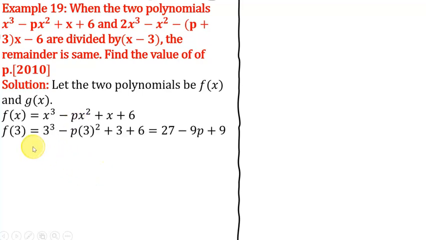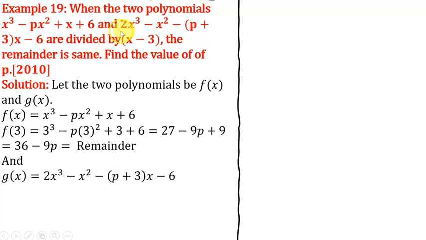Okay, f of 3. Because both polynomials are divided by x minus 3, that is 3 cube minus p into 3 square plus 3 plus 6. 3 cube is 27 minus 9p. Okay, 3 plus 6 is 9. That is 36 minus 9p. This is the first remainder.